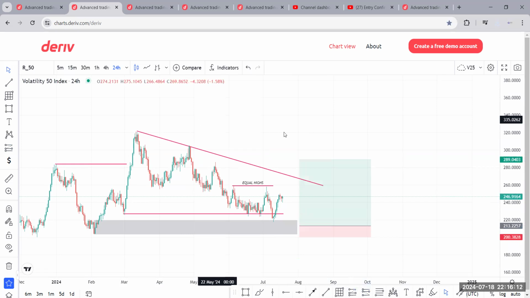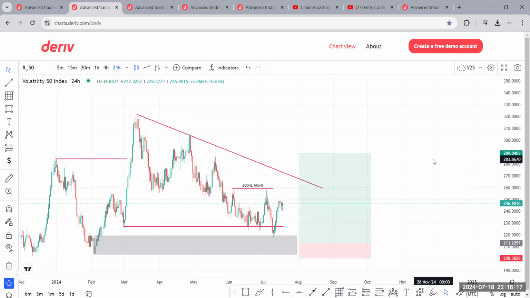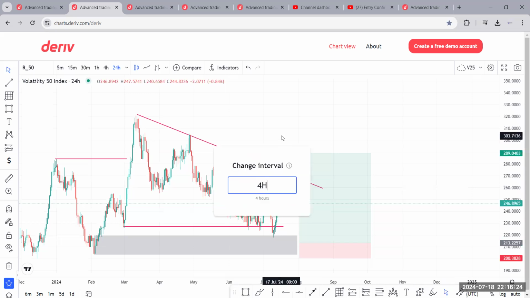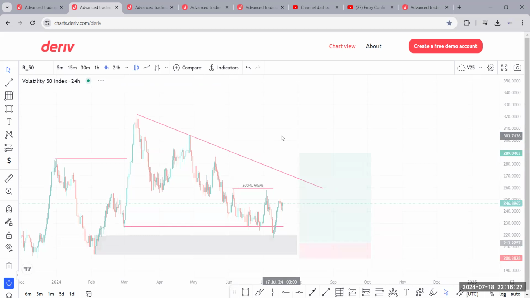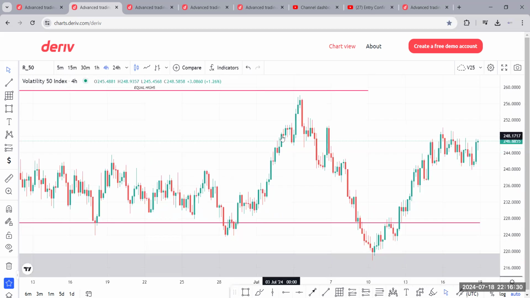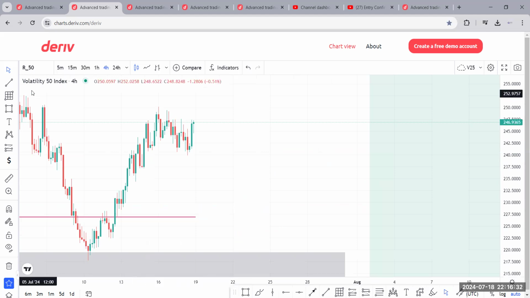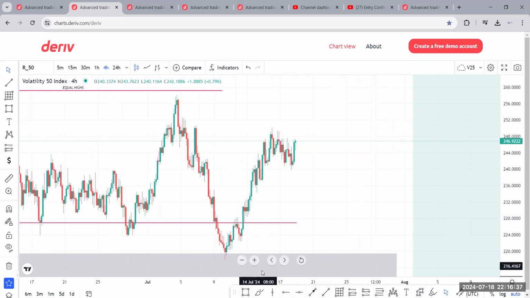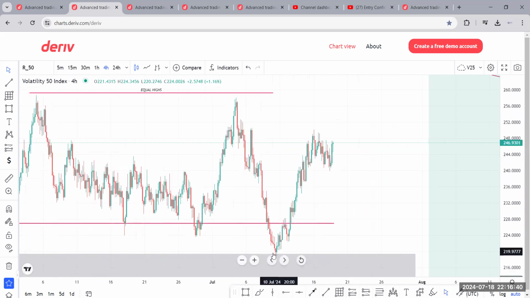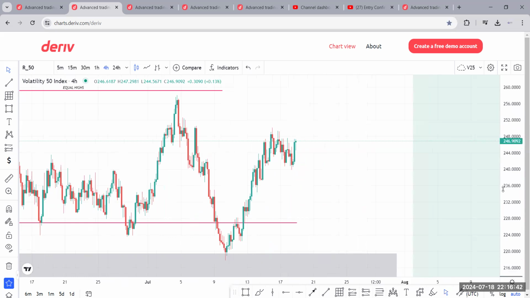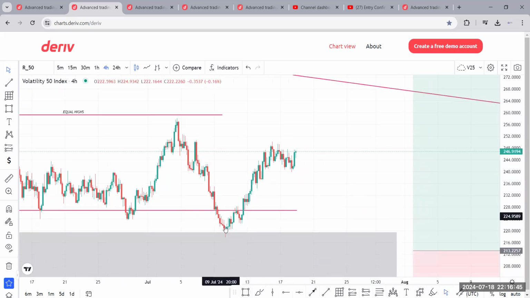So going down to our 4-hour, we are on the 24-hour, we are going down to our 4-hour to look for possible areas of entry, bullish or possible entries. And we can see that current price action has been bullish. We have that bullish structure. Nice one here. This was where price came to mitigate the order block.